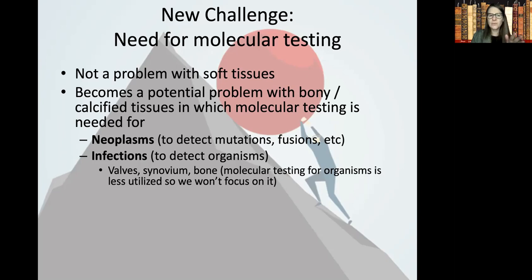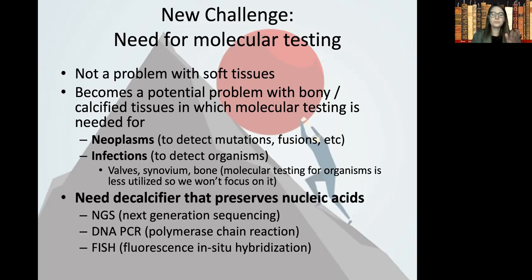Okay, we're going to mostly focus on the neoplasms. So we need decalcifiers that preserve the nucleic acids, whether it be for NGS, next generation sequencing of DNA, or RNA for that matter, whether it be a polymerase chain reaction of DNA, PCR, or whether it be tissue FISH, fluorescence in situ hybridization. All of these techniques require preservation of nucleic acids.